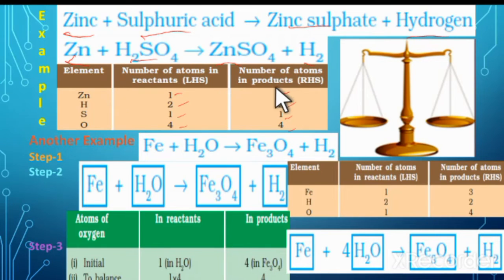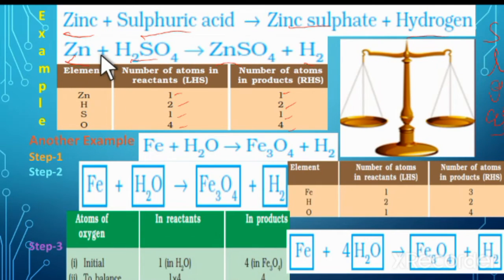Means the reactant side and product side, the number of each and every element is the same, so the reaction is balanced. After that we have to mention the physical states. In case of solids we can represent with small s, for liquids with small l, for gases with g, and aqueous substances can be represented with aq.